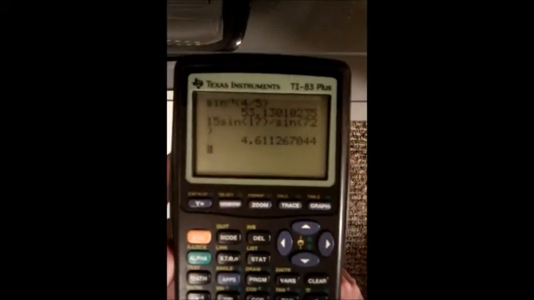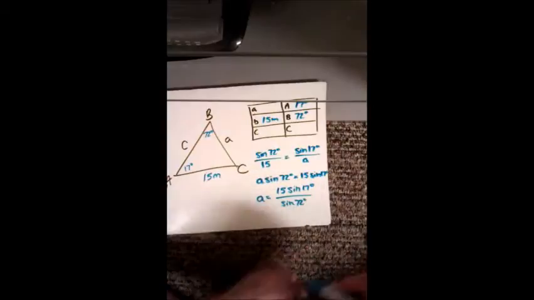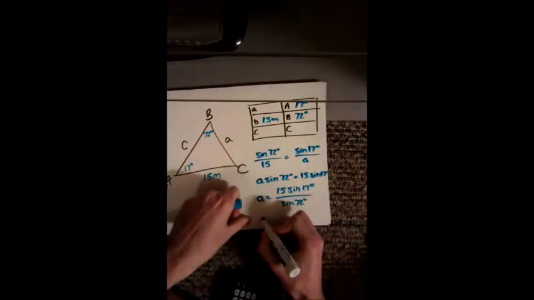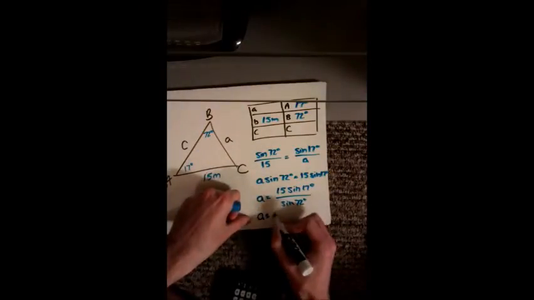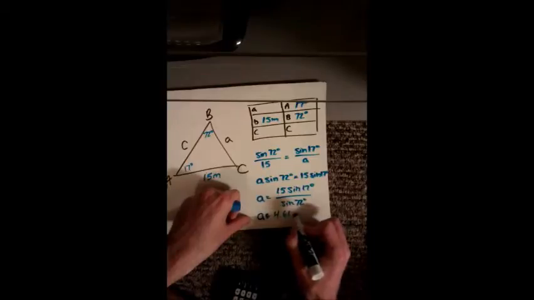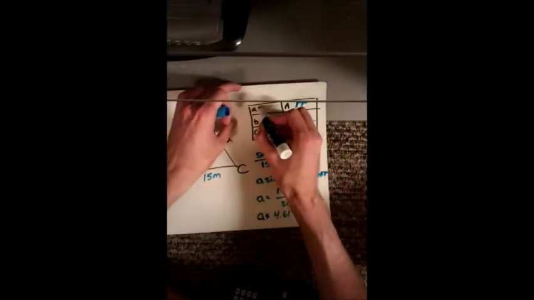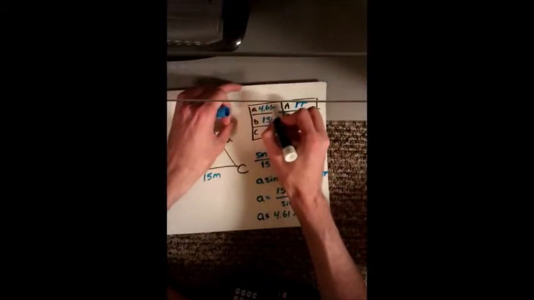And voila, I get that side a must be 4.61 units long, and that would be in meters. So I know that a is 4.61 meters.